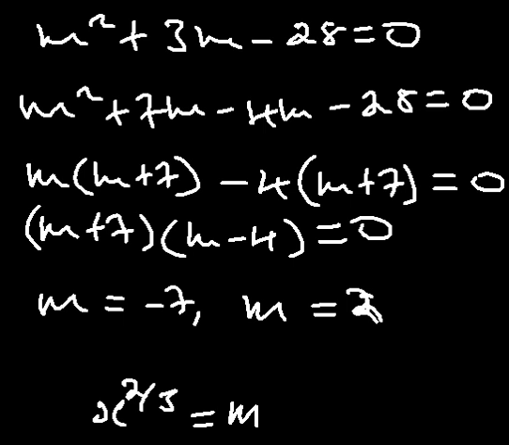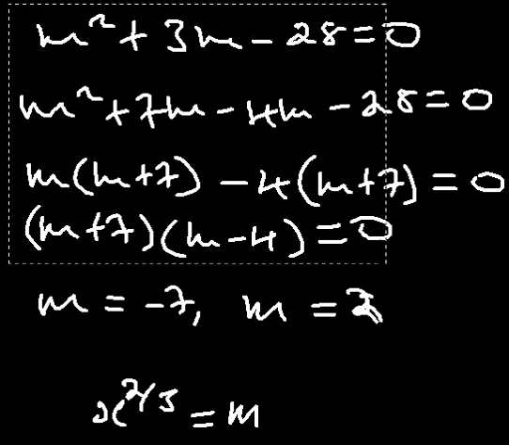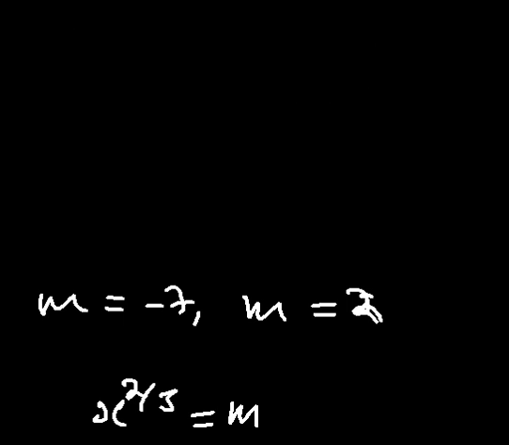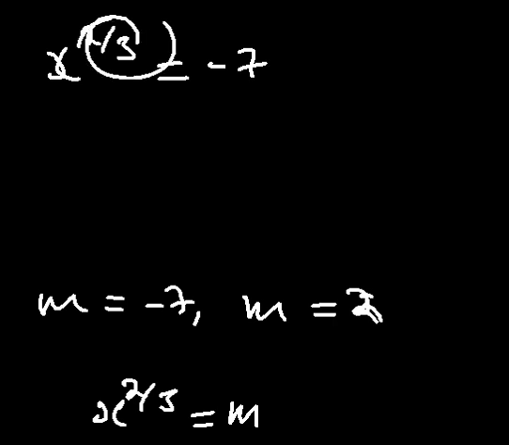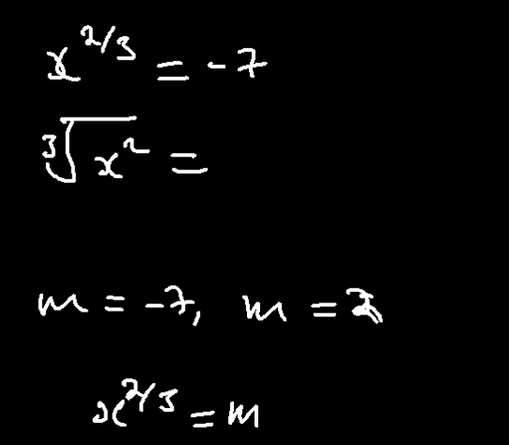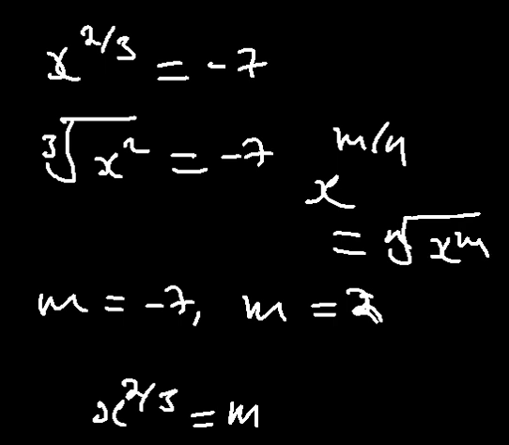But what we're looking for is the value of x. So we'll come back to this. We'll have x to the power 2 over 3, and using the first value, negative 7, we have x to the power 2 over 3 equal to negative 7. Now how should you solve for x? Mind you, having this is the same as the cube root of x to the power 2 is equal to negative 7. According to the laws of indices, x to the power m over n is the same as the nth root of x to the power m. So remember the laws of indices in that way.